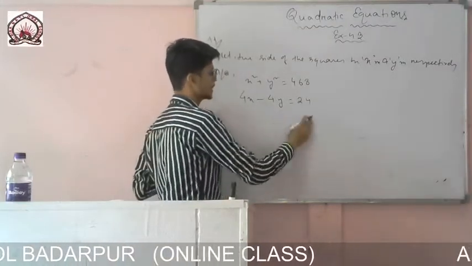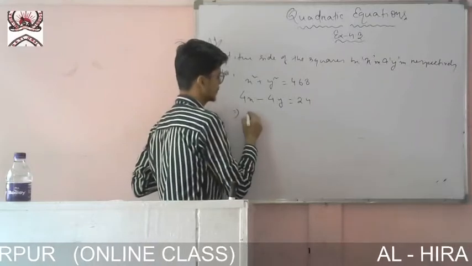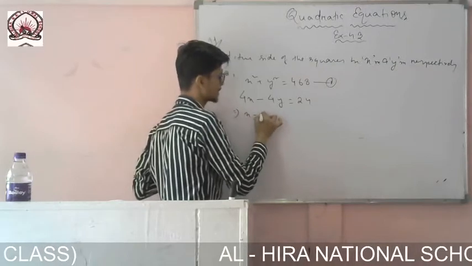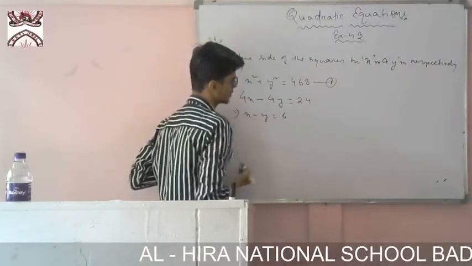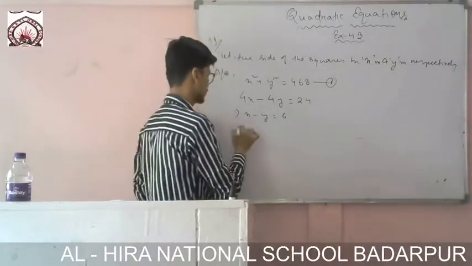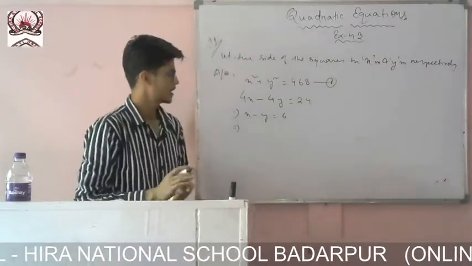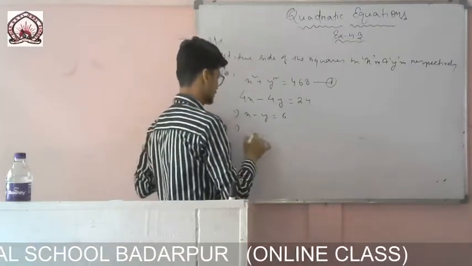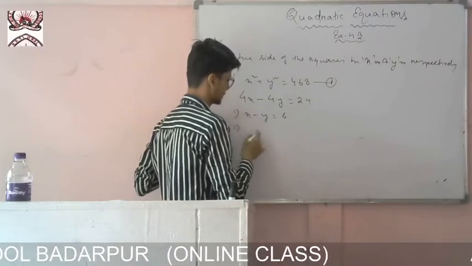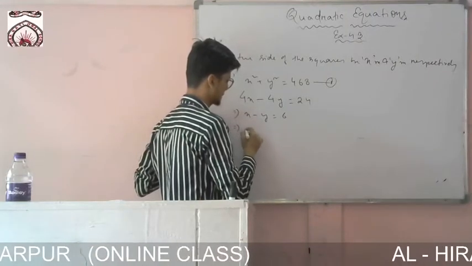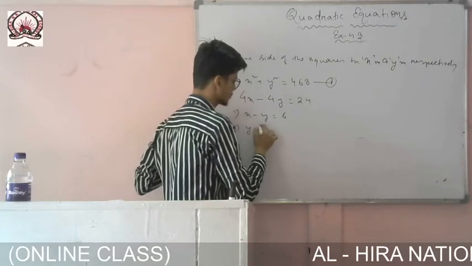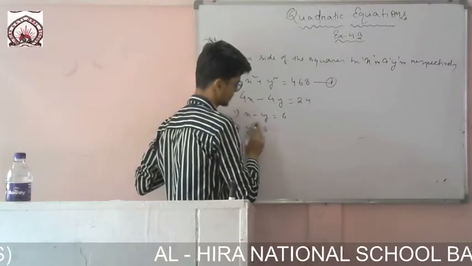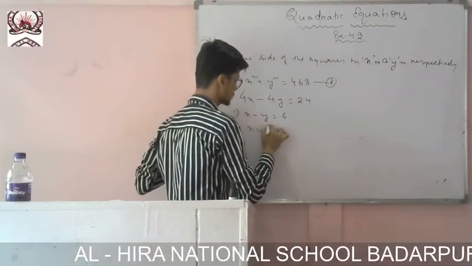You see, all are multiples of 4, so I can simplify this one. Let me call the first one equation 1. Here, if I divide each and every term by 4, it will be x minus y, and 6 4s are 24, so x minus y equals 6. Okay, so x equals 6 plus y.